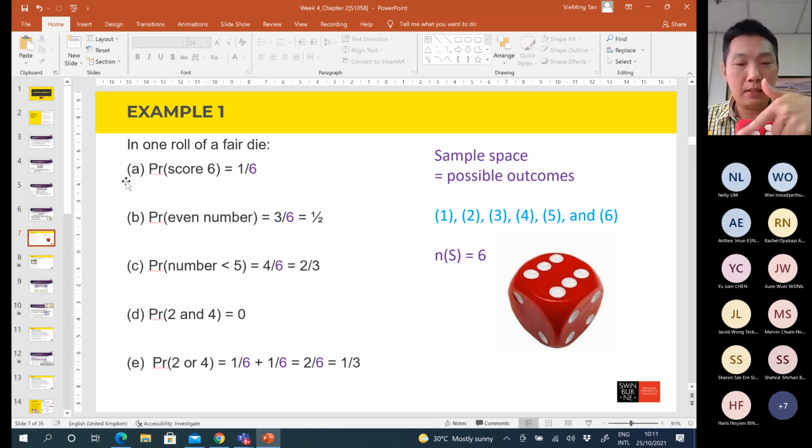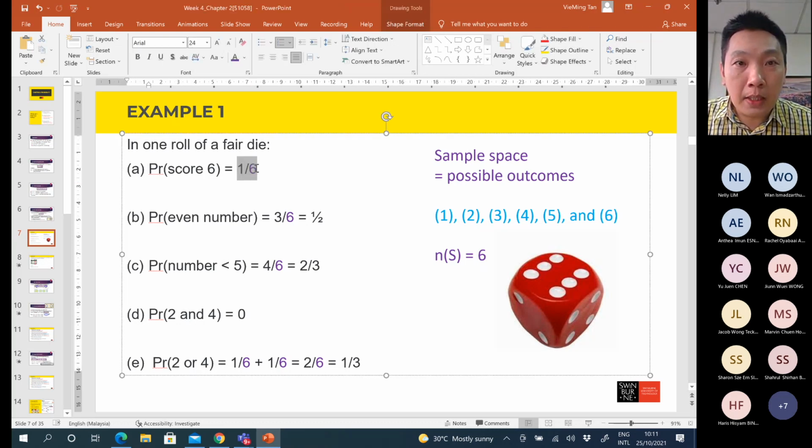We know that a probability value always consists of 2 parts, 2 layers. Because our experiment is a die, your denominator must always equal 6. Why? Because in total, a die consists of 6 faces, and n(S) is 6, so you put 6 here.